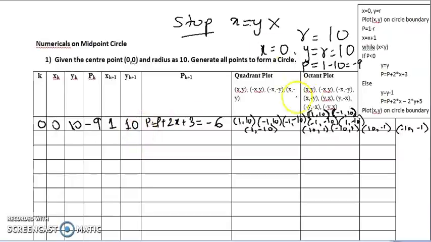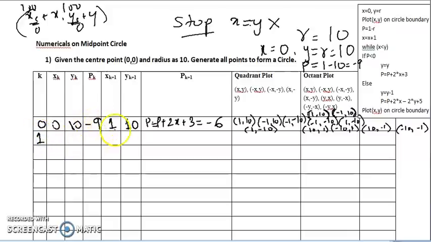Now please remember, ma'am has directly written this as x y, minus x y, minus x minus y, wherein my plot function also says that it is xc plus x, yc plus y. I am giving xc and yc here, but xc and yc currently are 0, 0. If it would have been some other value, say 100, 100, then I would have added 100, 100 to all the values, and then calculated the octant and quadrant plots. Is this clear? Okay.